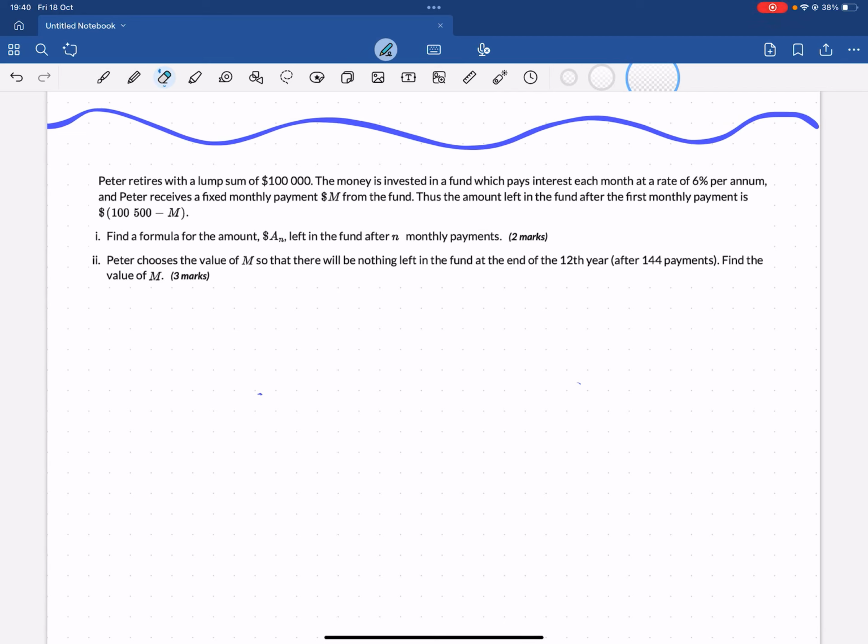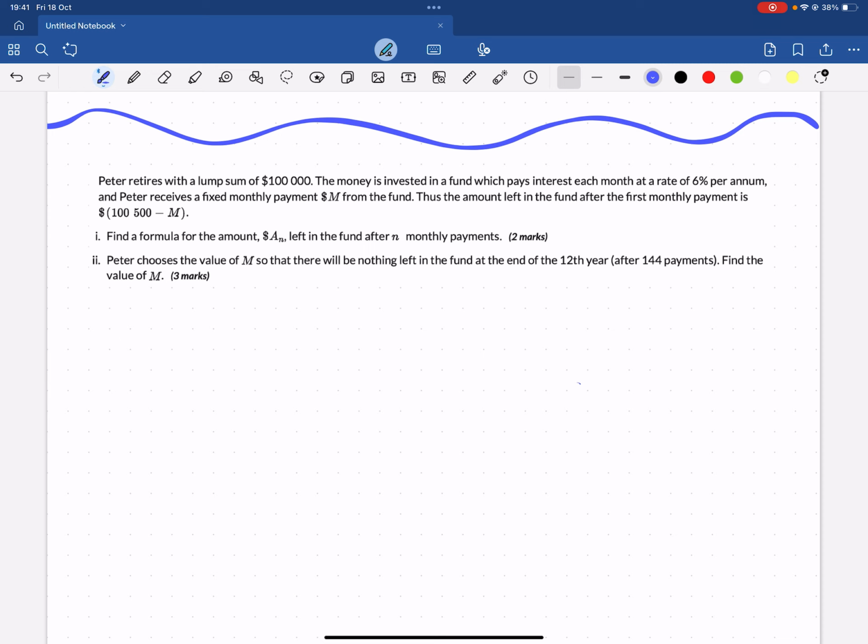Okay, today we're going to have a look at an HSC question on the future value of an investment involving series and sequences in financial mathematics. So we've got Peter retires with a lump sum of $100,000. The money is invested in a fund which pays interest each month at a rate of 6% per annum, and Peter receives a fixed monthly payment of $M from the fund.